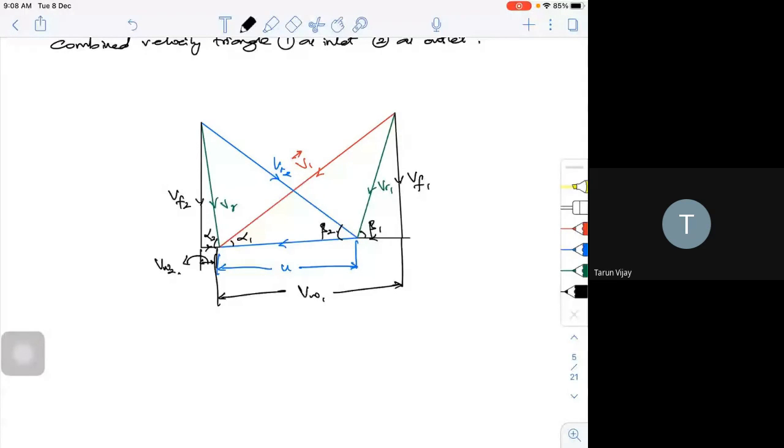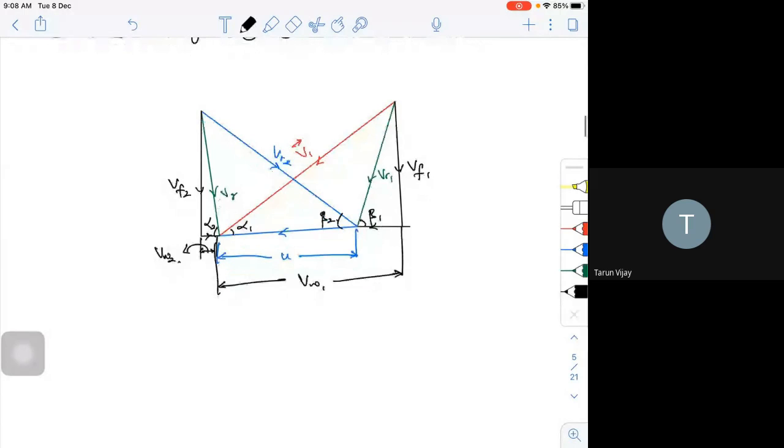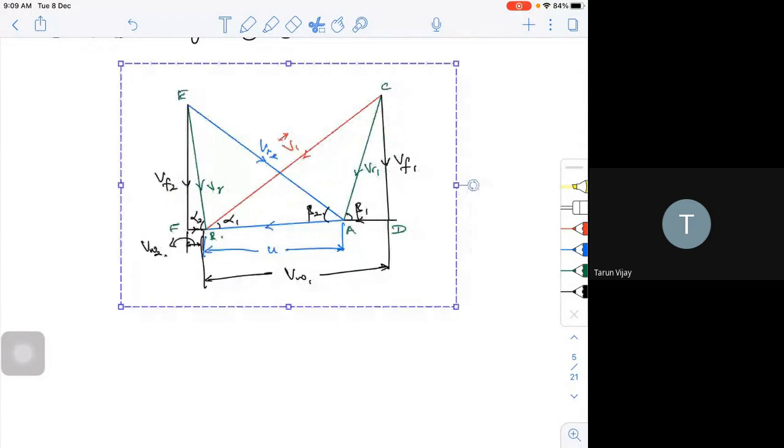Now if you look at it closely, if I try to name the points, I call this A, this B, this C, this D, then this E, and this point F. I just named it actually. Now from this velocity triangle, let me write a few points actually.